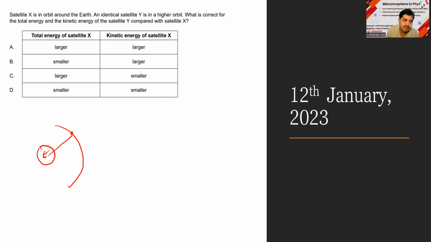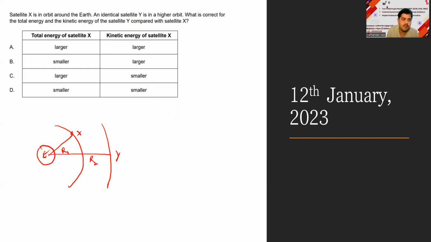Let the distance be R1. Okay, it's not given, let me assume. Then this is X, I'll write X here. An identical satellite Y is in a higher orbit. This is Y. This is R2.